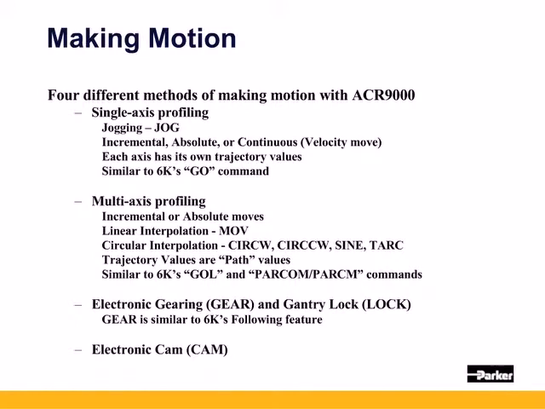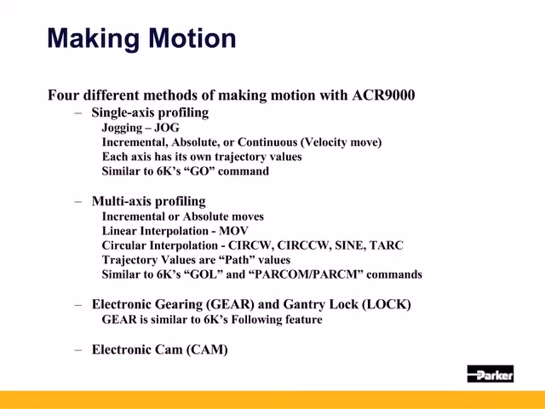Second is multi-axis profiling. This allows interpolated motion of multiple axes. The velocity and acceleration is the path value, and the axes commanded to move are then interpolated so that they reach the end position at the same time. This uses the move command, and for circles or arcs, the circle clockwise, circle counterclockwise, sine, or three-dimensional arc commands. These are similar to the 6K's go L and parcom commands, except programmers aren't limited to two axes.